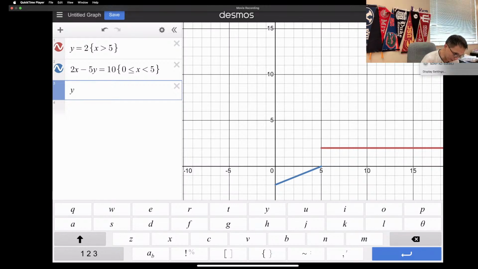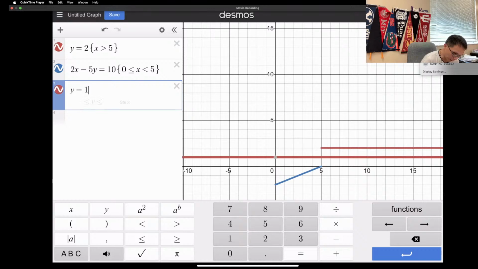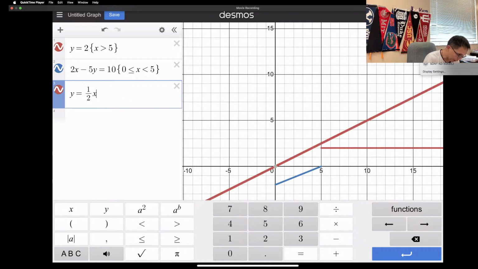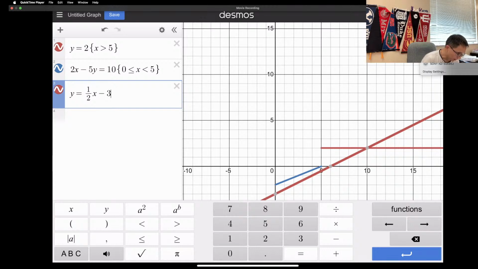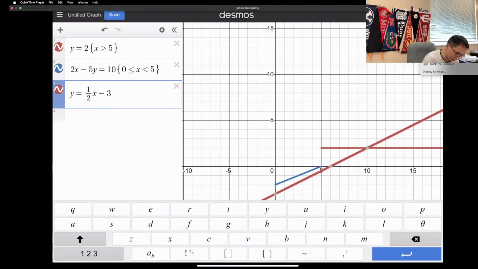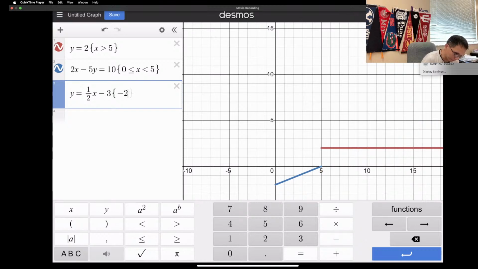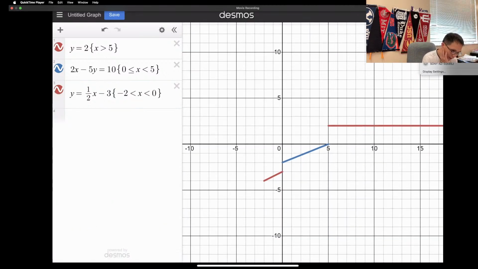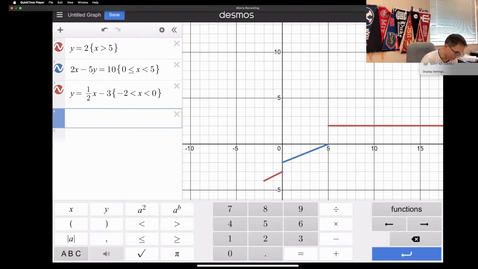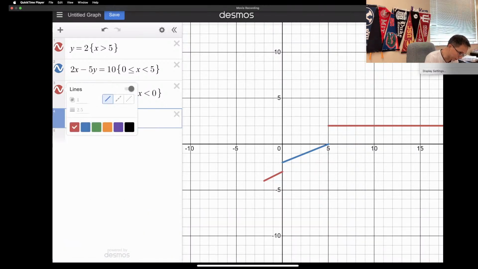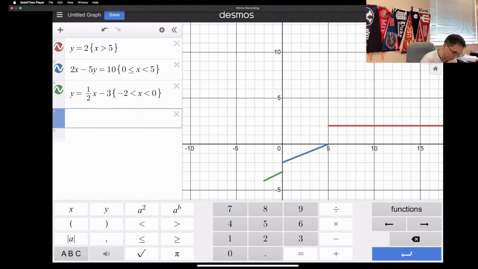So y equals 1 over 2 x minus 3, and the restriction is going to be -2 less than x less than 0. So it looks like this. Last one, wait, what color is that? That's green, right? The last one is going to be y plus 3 equals.